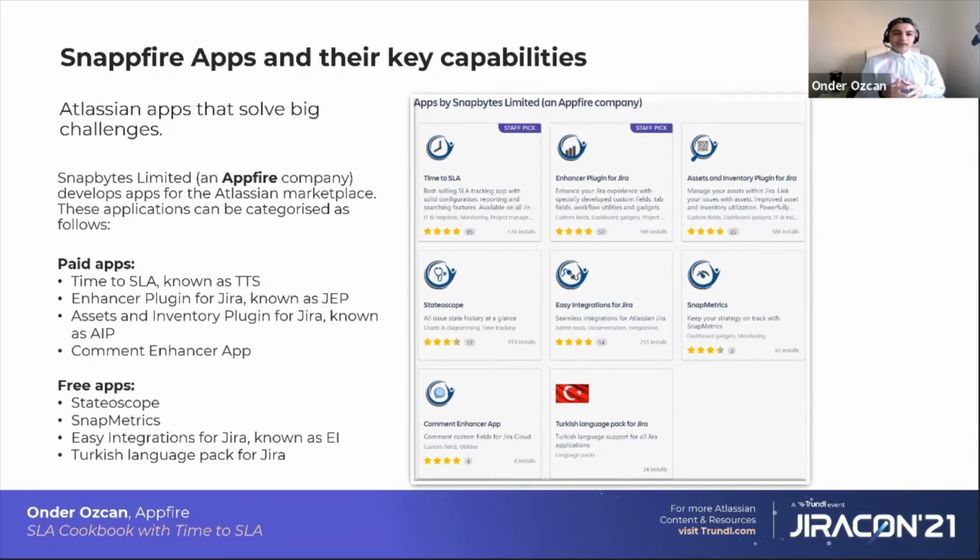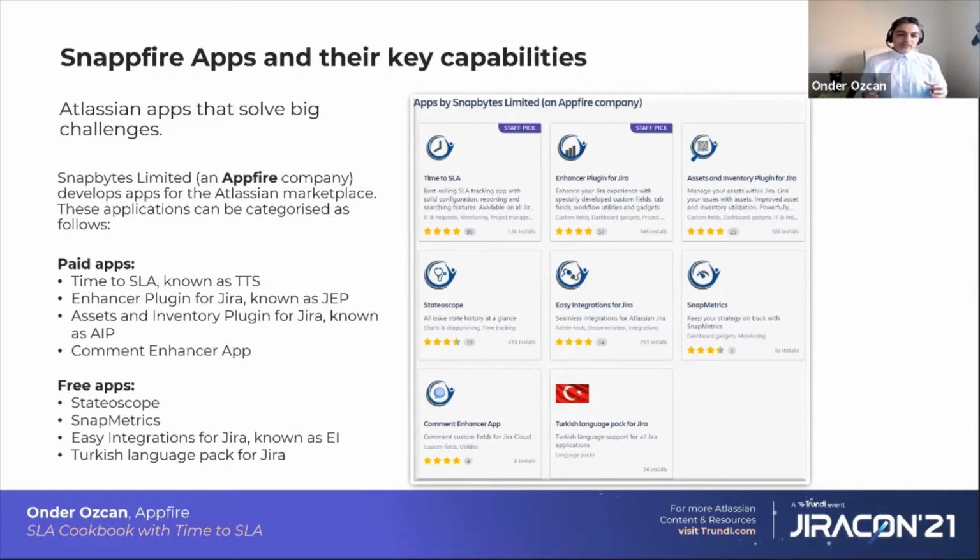But in terms of Appfire, we have more than 150 applications in our portfolio, from admin tools to project management, from workflow automation to ITSM. Please do check out appfire.com for more information on the whole portfolio. For these Snapfire applications, we have two flavors: paid applications and free ones. In terms of the paid applications, first of all, we have Time to SLA, which is the main focus of this webinar and presentation.